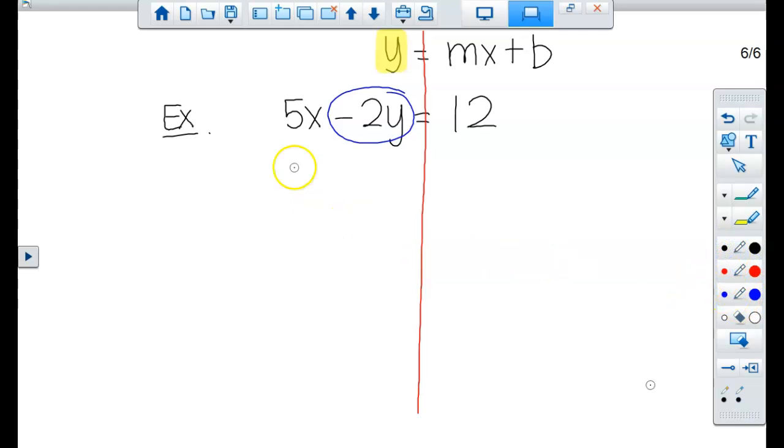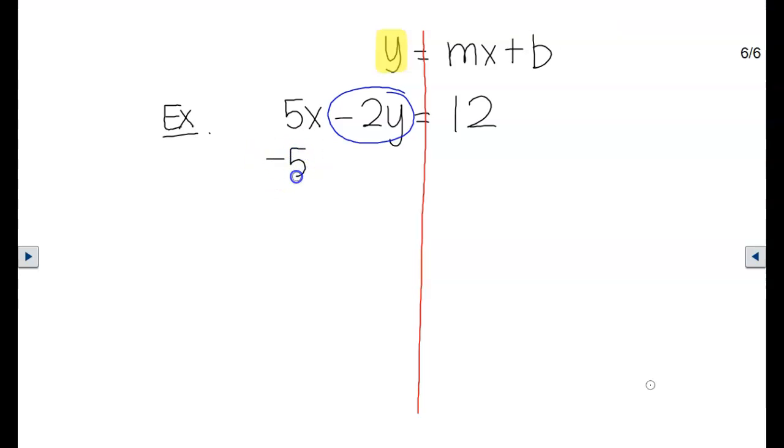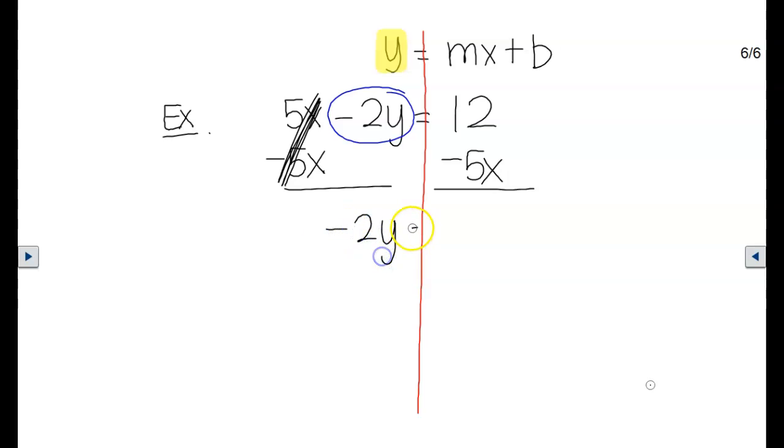And then I am going to get rid of this 5x. Now, I'm either going to add 5x or subtract 5x to get rid of him. Subtracting would be the way to get rid of him. So we're going to do minus 5x on this side, minus 5x on this side. These cancel. So now we have negative 2y equals, and on this side, remember I want to arrange it so that the mx goes first and the b goes second. So I'm going to put my negative 5x first and my positive 12 second.